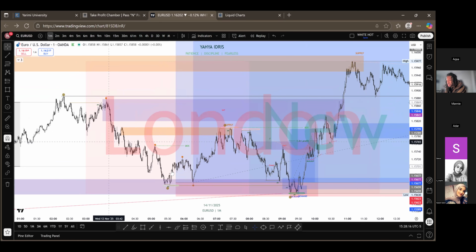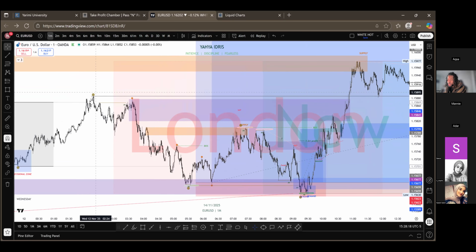London came, tapped the zone, right? So let's say London opened up here, minor inducement, flush. Some might have gotten into this trade, some might have not. London didn't really give them a clear entry. It just flushed. Boom, made it to the extreme zone. Then London gave a clear entry here. It gave a two-leg protocol.